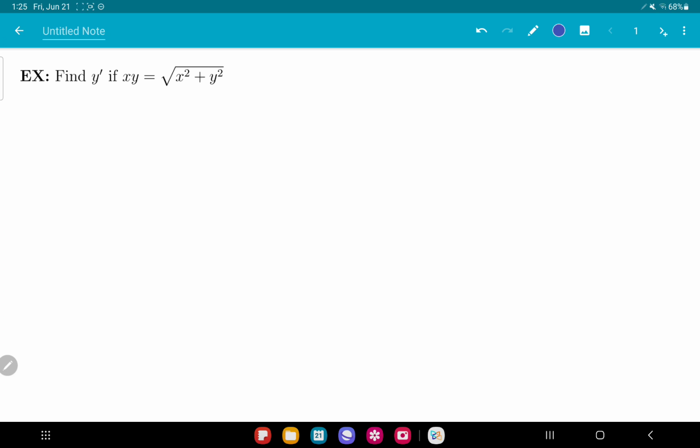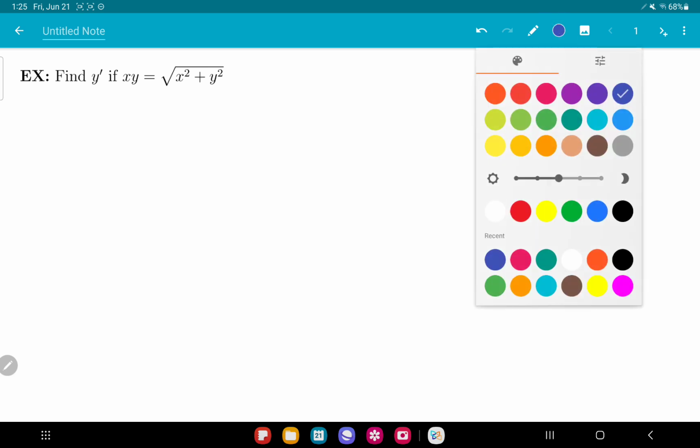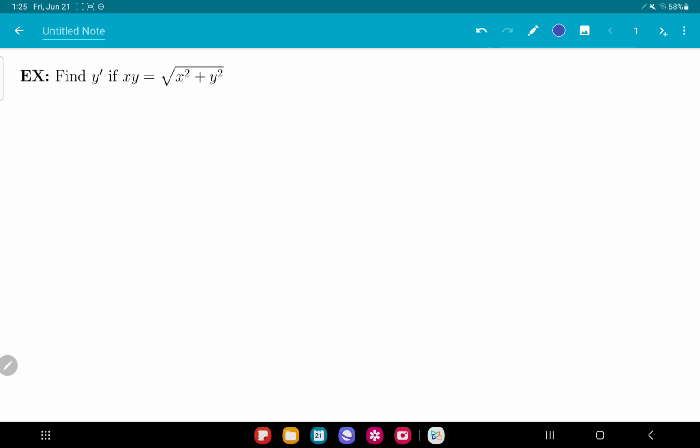Implicit differentiation. So I do a derivative of both sides to find y prime eventually. If I prime the left-hand side, what do you get? You get a product rule. Let's call this u and v. So u prime is 1, so you have 1 times y plus x times y prime. It's my product rule.